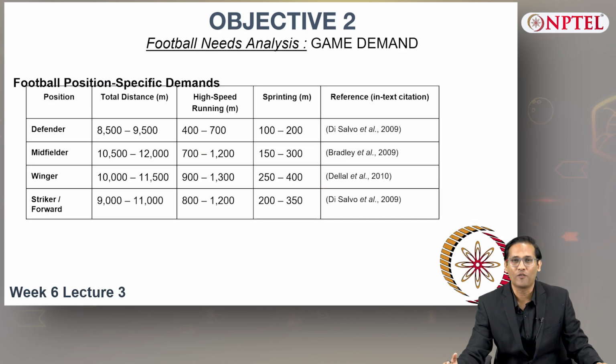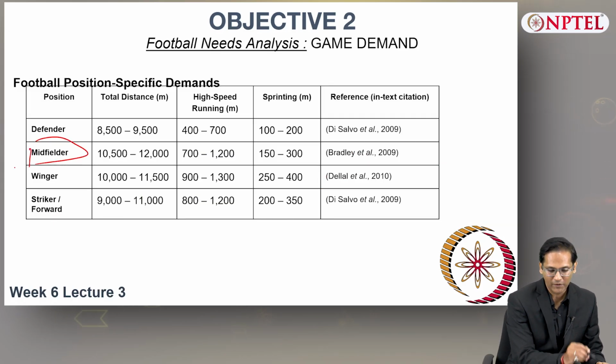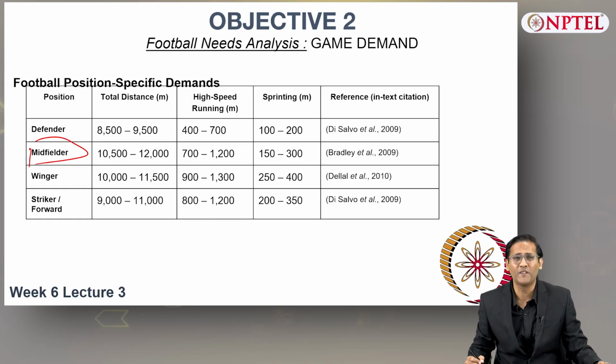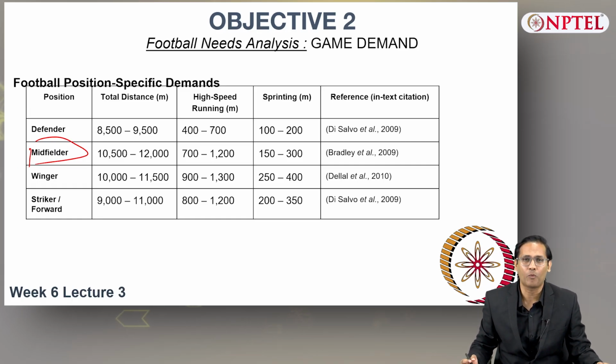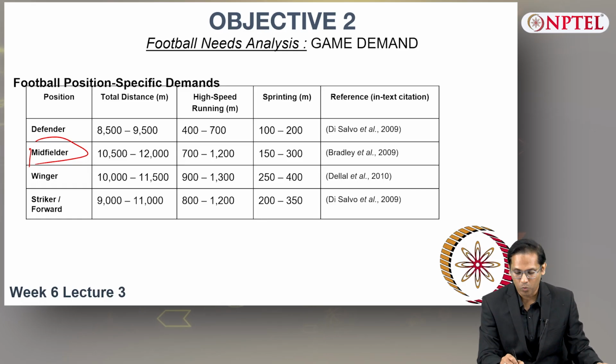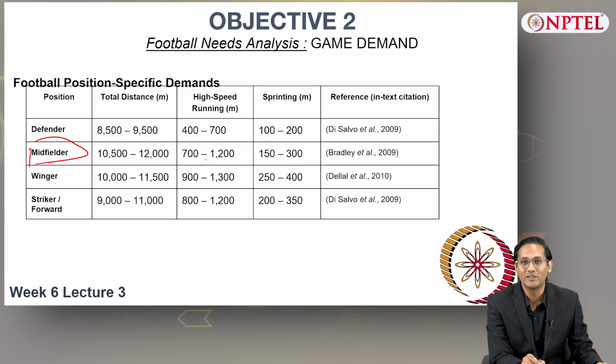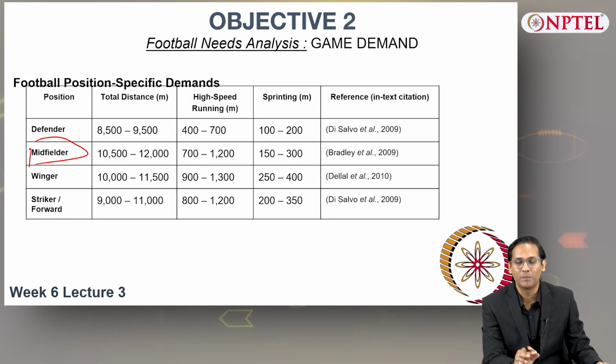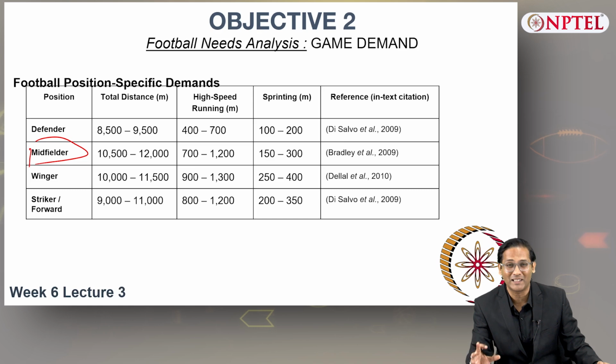Now consider the information of total distance covered and the nature of distance covered for different positions, focusing specifically on midfielders. So midfielders cover around 10.5 to 12 kilometers total distance. Among that, around 1.2 kilometers is covered at high speed. It is the demand of the position. It means between 20 to 25 km per hour is the speed a midfielder needs to run with, and he covers a total distance of around 1.2 kilometers.